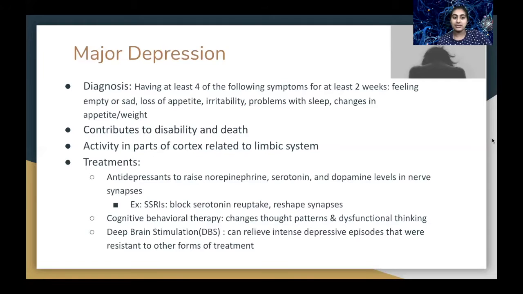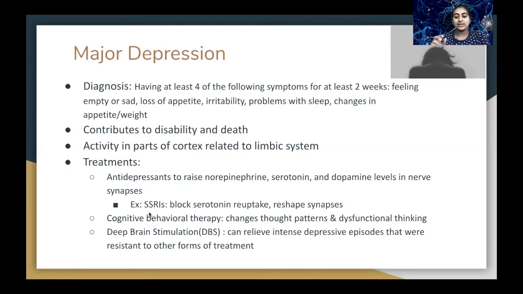Now, there are treatments for major depression. There are antidepressants, as per its name, and it raises norepinephrine, serotonin, and dopamine levels in nerve synapses. So these help increase your feelings and your activity in general, making you feel happier, more stimulated. So an example is SSRIs, which is selective serotonin reuptake inhibitors. And these basically block serotonin reuptake and they reshape the synapses.